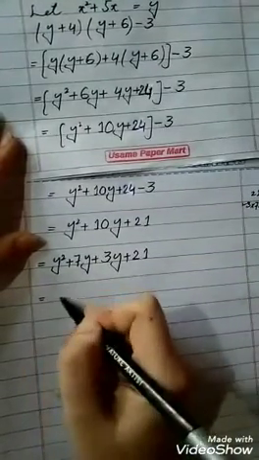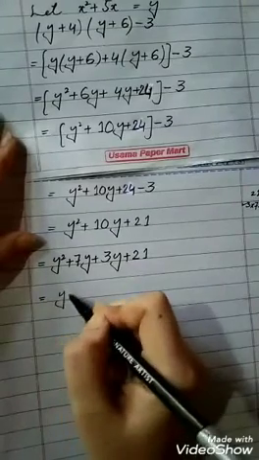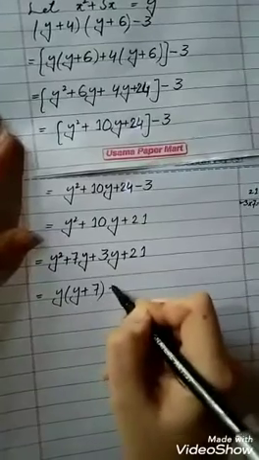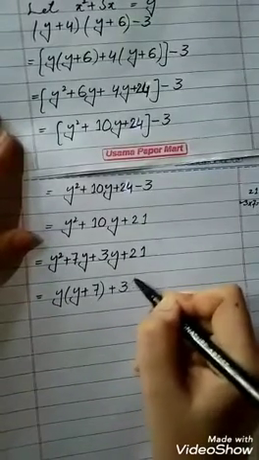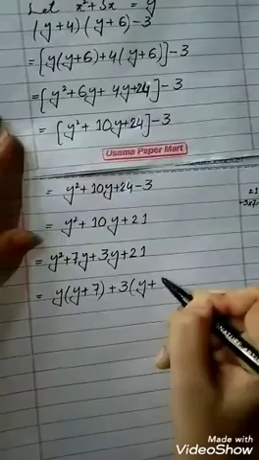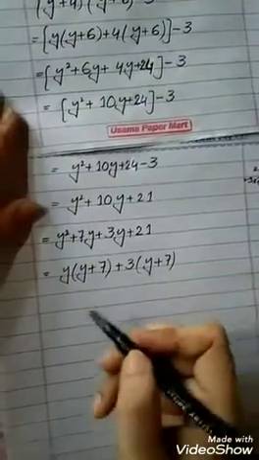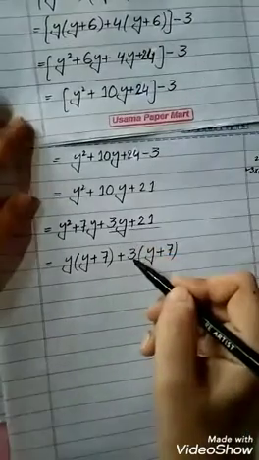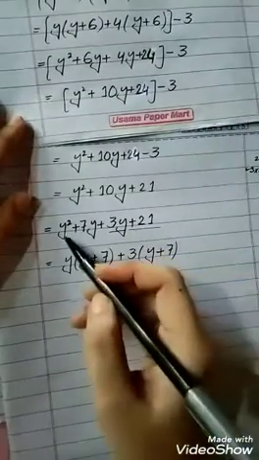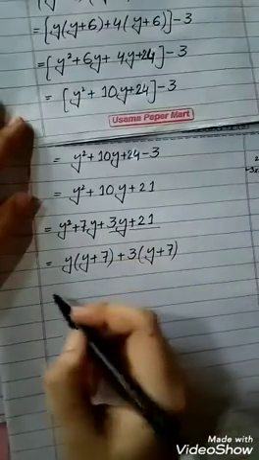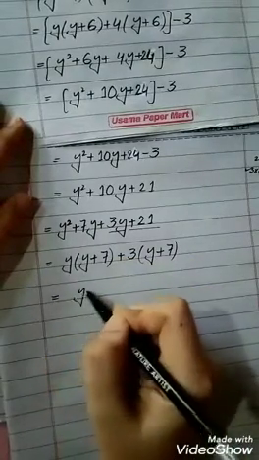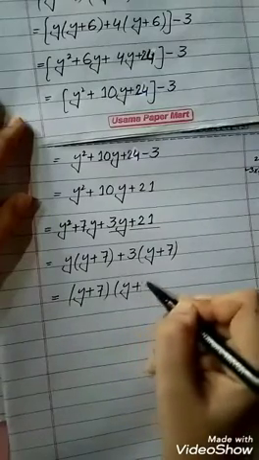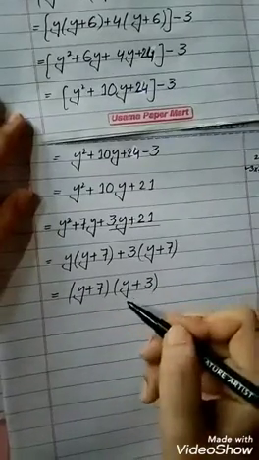So make common. What is common? Y common. Y into y plus 7 plus 3 into y plus 7, because we have taken common from here. It's 3 taken common. What is left inside? Y plus 7. Y taken common, y plus 7. Here it's y plus 7 into y plus 3.